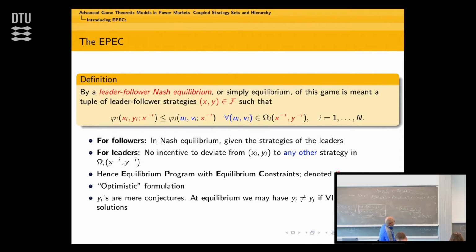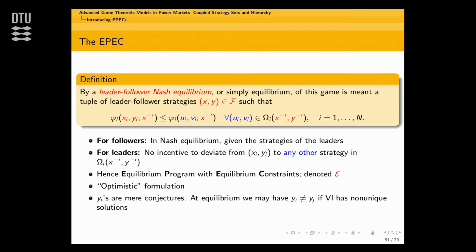Now the followers are in the Nash equilibrium given the strategies of the leaders. For leaders, there is no incentive to deviate from (xi, yi) to any other strategy in this set, right? So that's why we have this notion of an equilibrium program with equilibrium constraints. The equilibrium constraints come from the follower reactions. The equilibrium problem comes from the fact that players are competing in Nash. It's an optimistic formulation because I'm minimizing both in x and y. If I was minimizing in x and maximizing in y, it would be a pessimistic formulation.